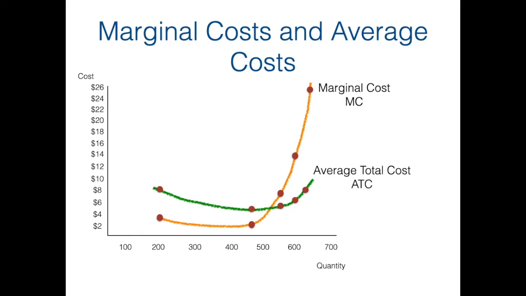As long as the marginal cost is below the average total cost, the average total cost will be falling. But when the marginal cost is above the average total cost, the average total cost will be rising. This relationship between the marginal cost curve and the average total cost curve explains why both curves will be U-shaped.